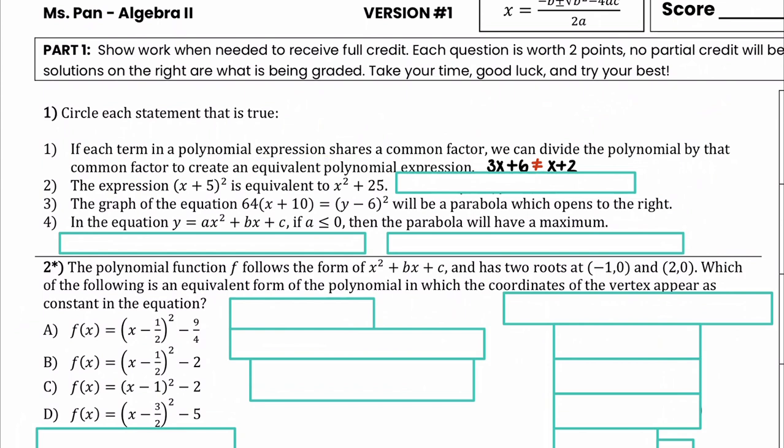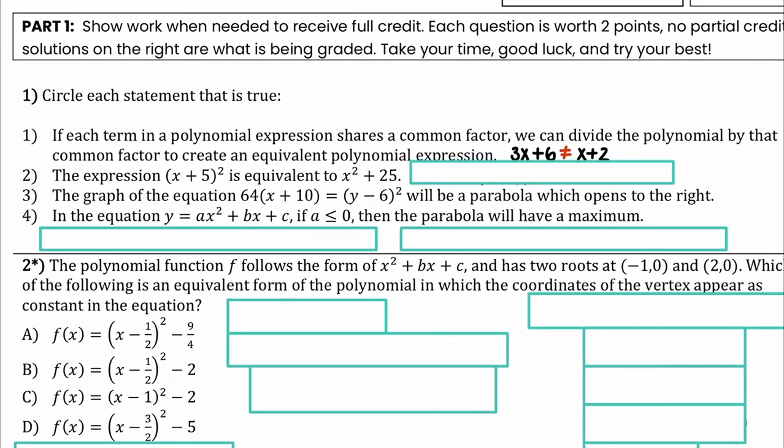Okay, so let's look at number 2. We have: the expression (x plus 5) squared is equivalent to x squared plus 25. So this is, again, a very common mistake that students make, which is they think, oh, I see a power of 2, and that tells us that we can distribute the power, which is absolutely false, because the distributive property does not work with exponents. The distributive property only works over addition or subtraction.